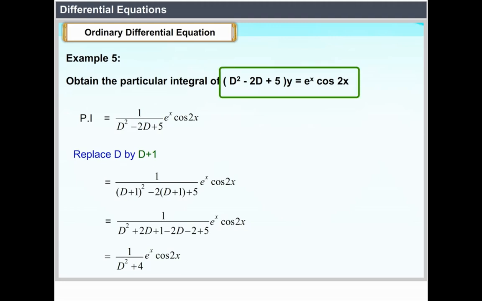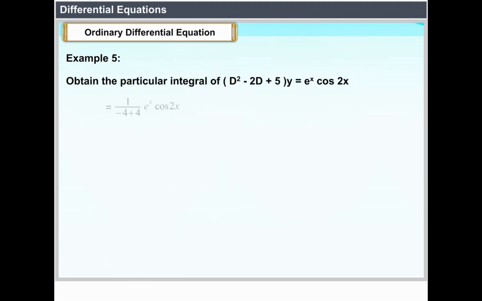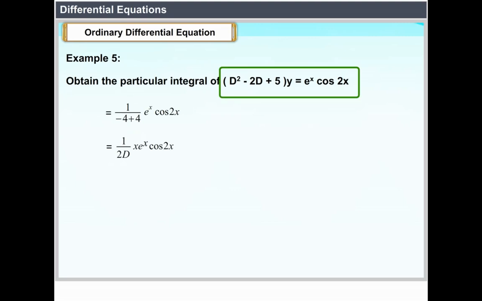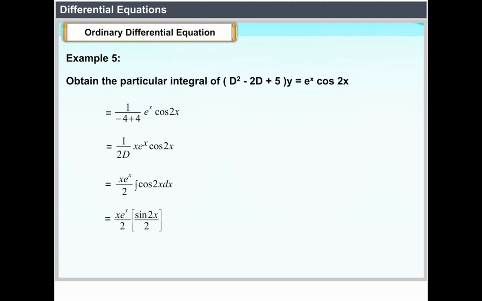equal to 1 divided by (D square plus 4) e power x into cos 2x equal to 1 by (minus 4 plus 4) into e power x cos 2x equal to 1 by 2D into x into e power x into cos 2x equal to x into e power x divided by 2 integral cos 2x into dx equal to x into e power x divided by 2 into sin 2x by 2 equal to x into e power x into sin 2x divided by 4.